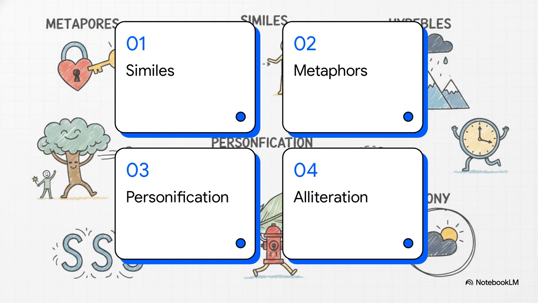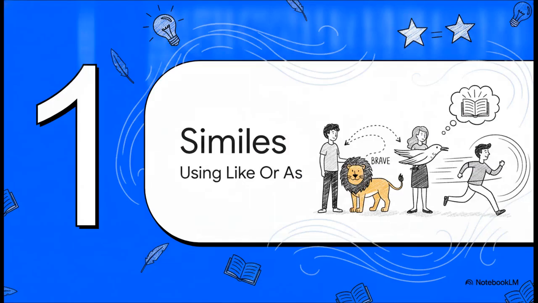So here is our agenda. Today, we're organizing our vocabulary toolbox into 4 easy-to-use compartments: similes, metaphors, personification, and alliteration. By the end of this explainer, you are going to have exactly 6 clear examples of each one. Okay, let's dive into this.